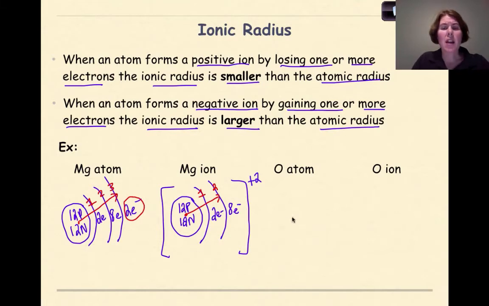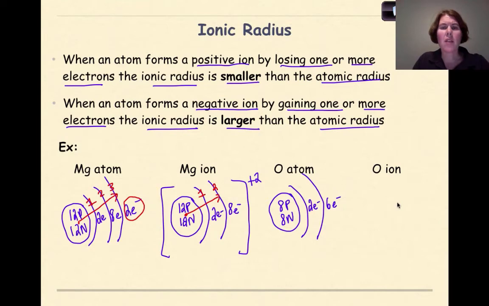Now let's look at an oxygen atom. In oxygen, we know that there are 8 protons and 8 neutrons in our nucleus, and that the electron configuration for oxygen is 2 electrons and then 6 electrons. I can double check myself here because 2 plus 6 gives me 8 electrons, 8 protons, neutral, it's an atom. If you look at your periodic table, the only charge that oxygen can be is minus 2.